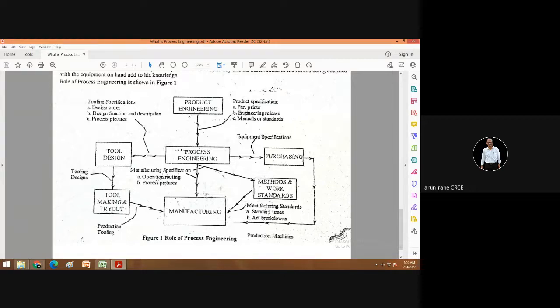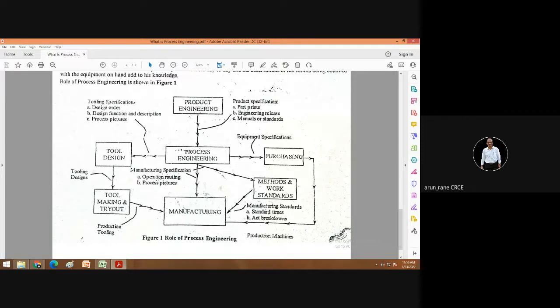The process engineer has to deal with tool design. What should be the tools required? What should be the dies, molds? So overall idea he has to give for the die design and mold design. Whether I want single cavity or two cavity, whether I want a hot runner mold, blow mold, injection mold. All these inputs he has to give, and then he has to see whether the tool designers are doing it properly or not.